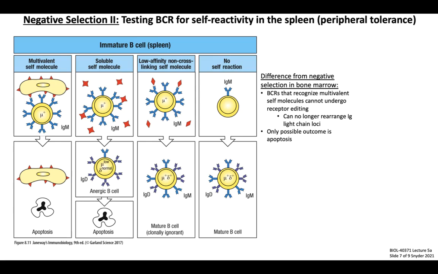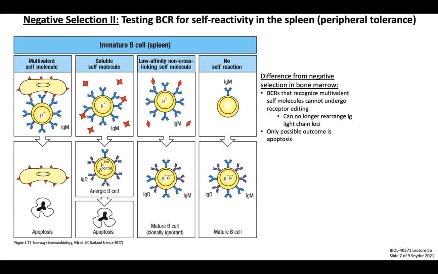Transitional B cells subjected to negative selection in the spleen have 4 different fates, each of which we've already covered during the negative selection of immature B cells in the bone marrow. B cell clones that recognize soluble self-molecules, shown here in the second column, assume an anergic state. And again, because these cells cannot compete for survival signals in the spleen during the remainder of B cell maturation, they are eventually eliminated from the B cell repertoire by apoptosis.